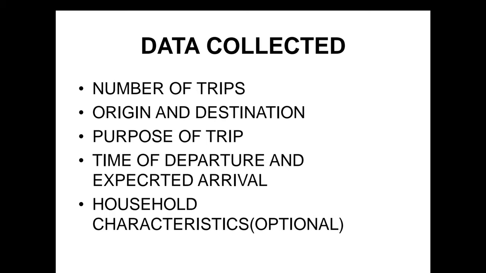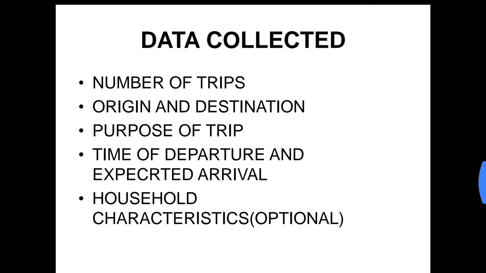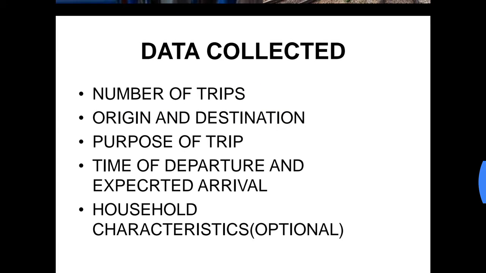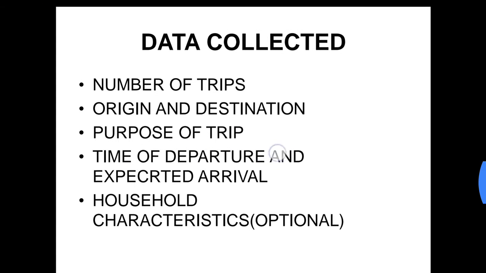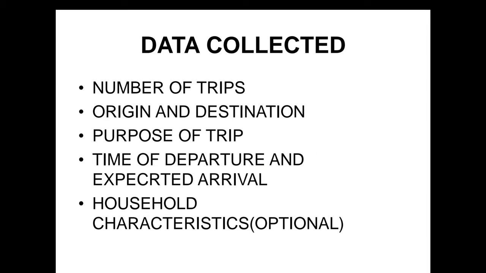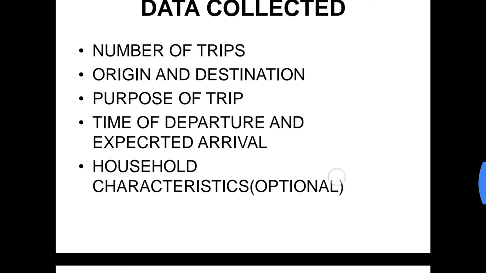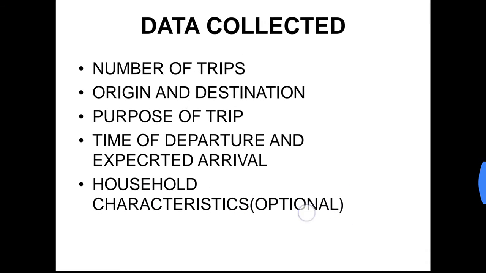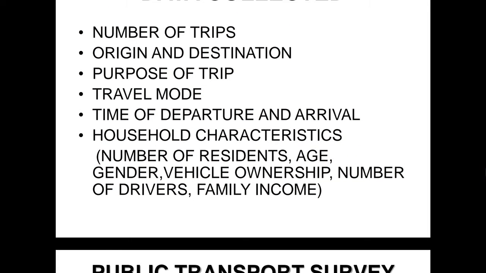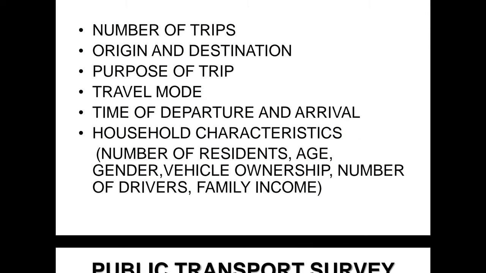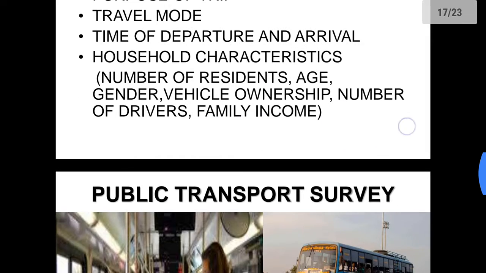What is the data that is collected? Number of trips, origin and destination points, purpose of the trip, time of departure and expected arrival, and household characteristics. Now this is optional. What are the household characteristics? Number of residents, age, gender, vehicle ownership, number of drivers, and the family income. Now this is optional.